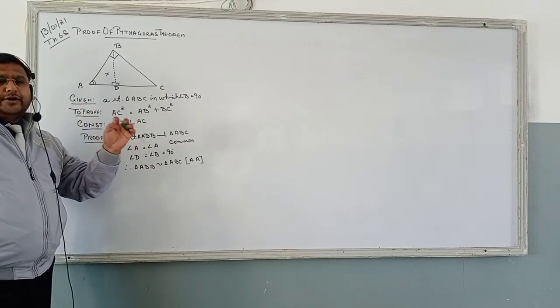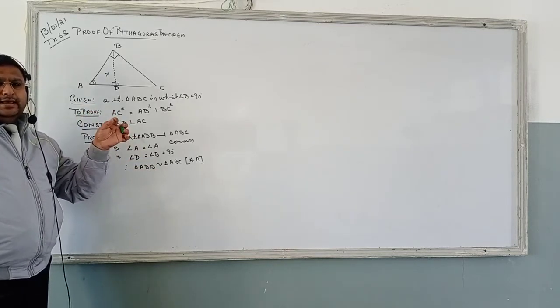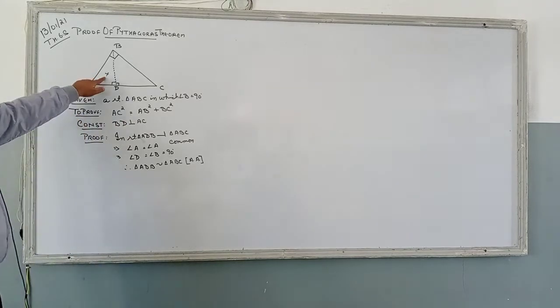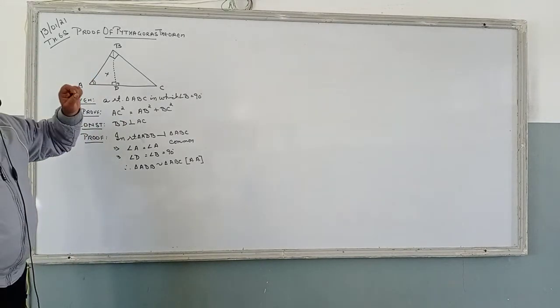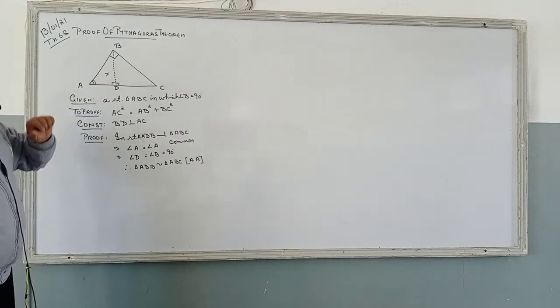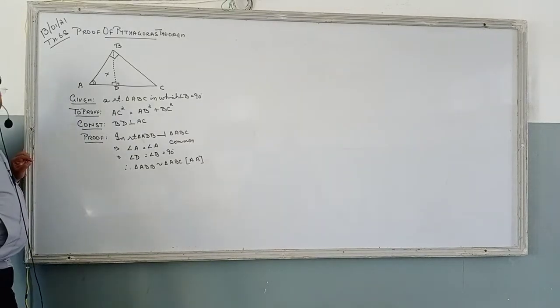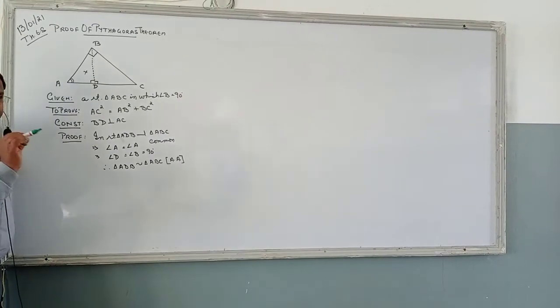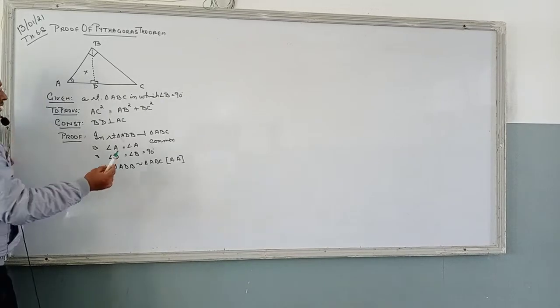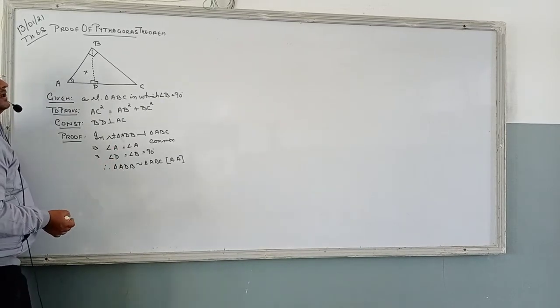Now the most important part. If two triangles are similar, their corresponding sides are proportional. Now where are the corresponding sides? That is the most important part. We are talking about triangle ADB.